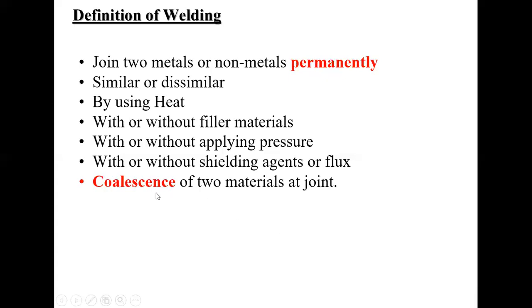Next important term, that is the coalescence of two metals at the joint. Here coalescence is an important word that I'm going to explain through this video lecture. This term is very important for welding, because there are various types of joints that are permanent in nature, but in case of coalescence there will be the same metallic structure. If we take a cross section of that welded section and look at it under the microscope, we can see the same type of metallic structures.